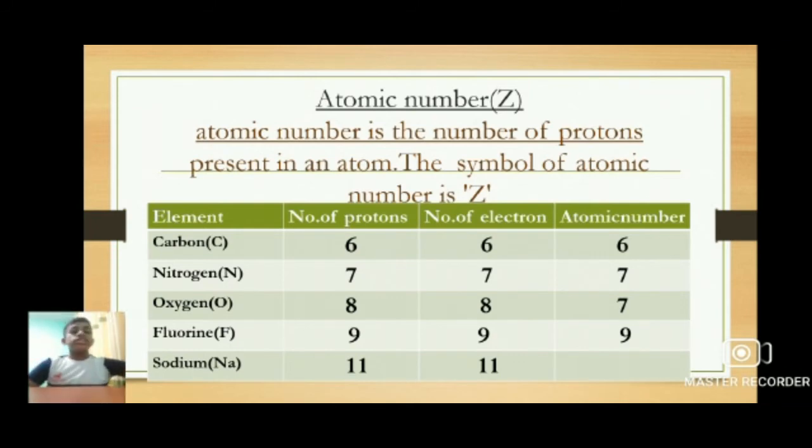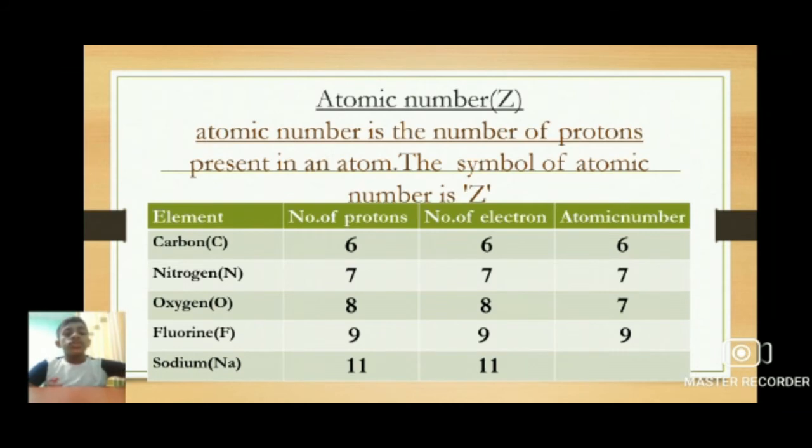Then nitrogen, that is denoted by N, the number of protons is 7 and the number of electrons is 7, and the atomic number is also 7. Then oxygen, that is O, the number of protons is 8 and the number of electrons is also 8, and the atomic number is also 8. Then fluorine, that is F, the number of protons is 9, the number of electrons is also 9, and the atomic number is also 9.